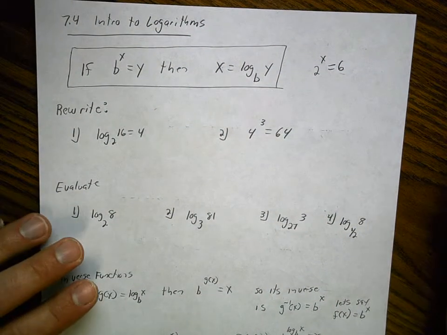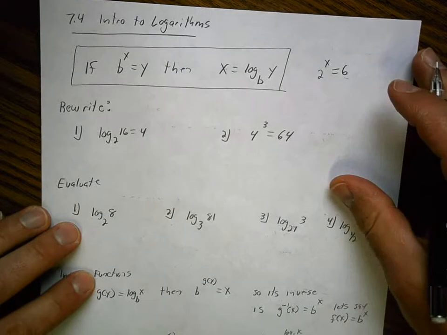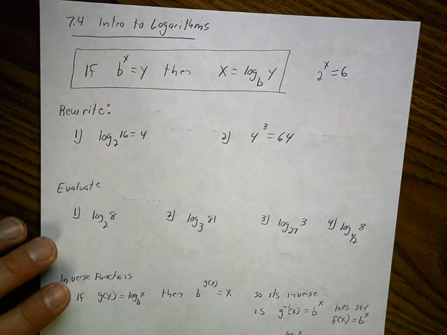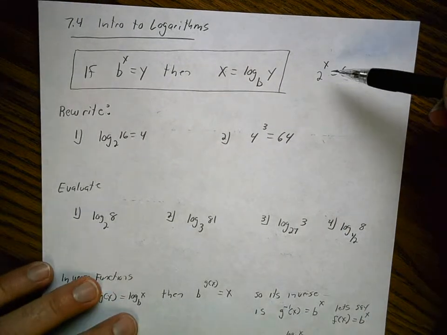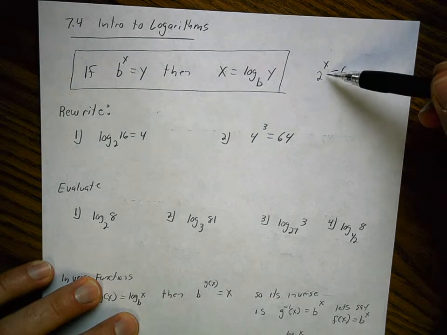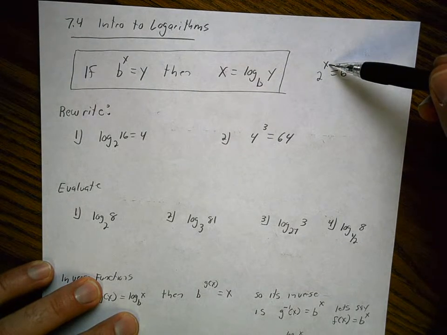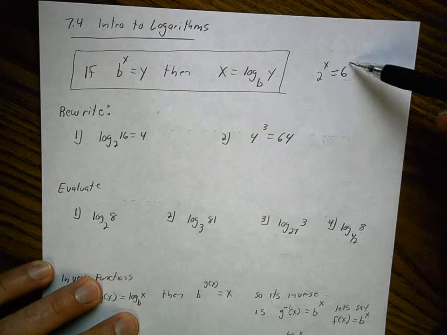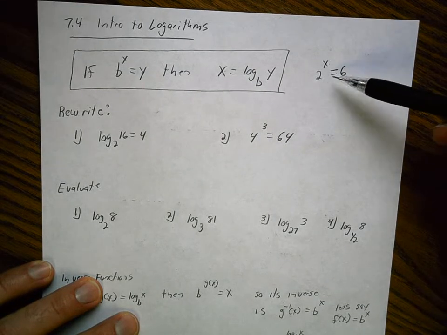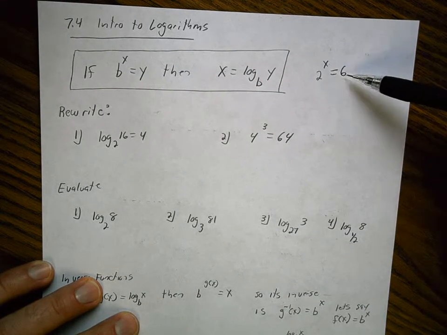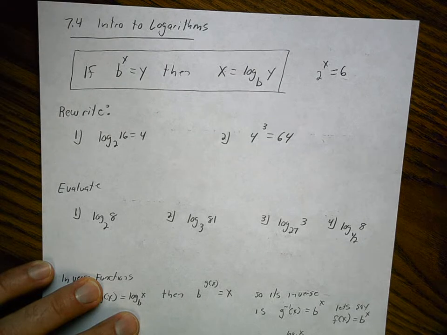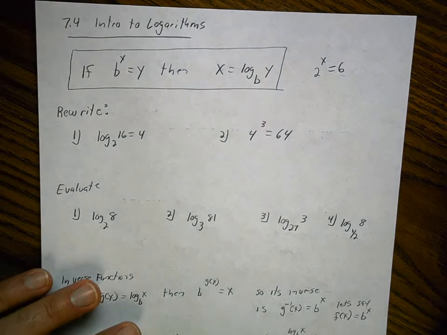All right, we're looking at section 7.4 on logarithms. So we're looking at how do we use logarithms. And logarithms are used to solve equations where the variable is in the exponent. So previously we would not be able to solve this problem because we don't know what to raise 2 to get 6. Okay, because it's not a nice even number.